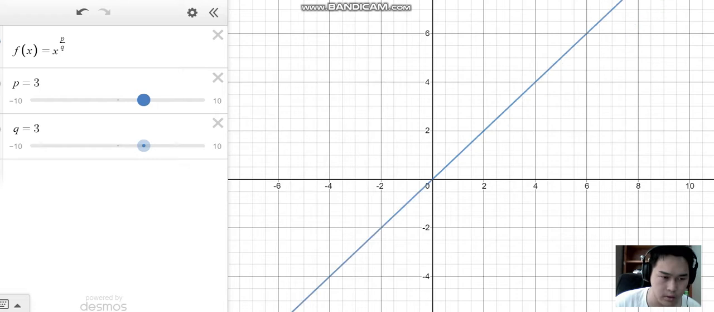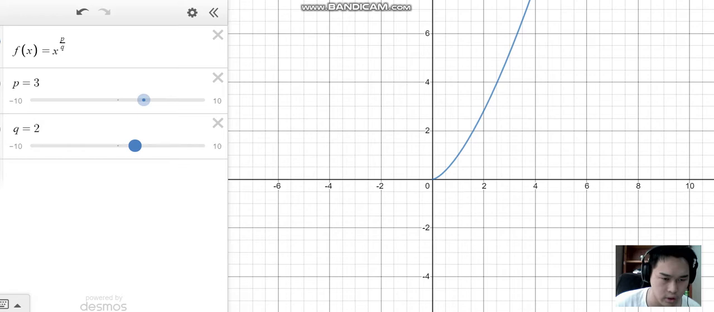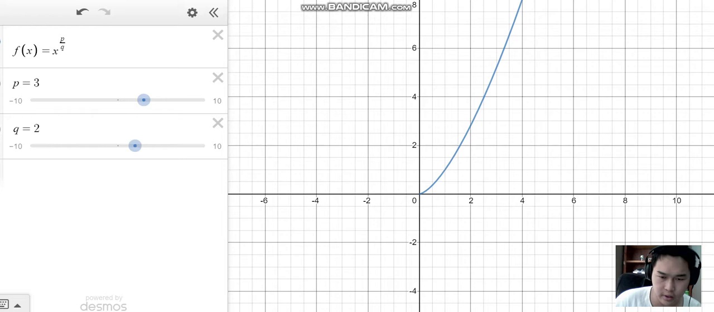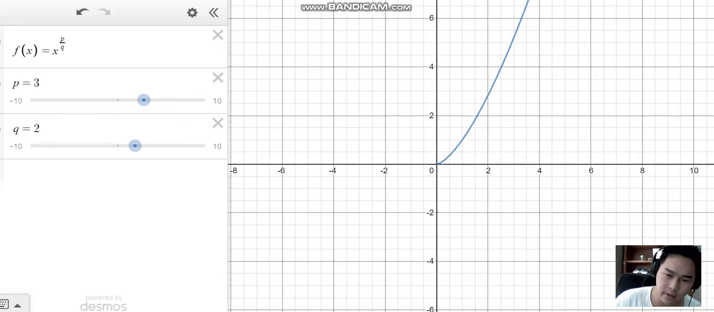Now to change things around, make the power 3 over 2, for example. So that's the square root of x cubed. There are no negative values here, so the domain is only 0 to infinity, and the range is 0 to infinity. For example, if we sub in x as -1, we're asking what is the square root of -1 cubed, and when you multiply a negative value by itself an odd number of times, -1 times -1 times -1, it's still -1. And when you square root -1, you don't get a real number.